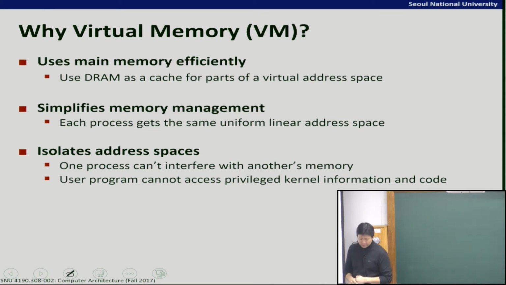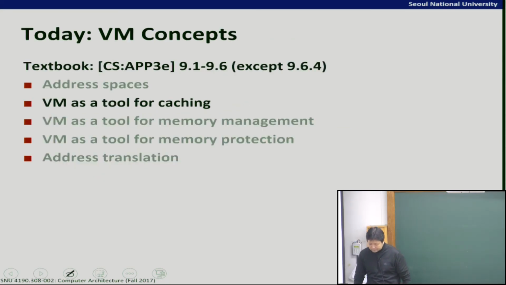So that's basically the benefits of using virtual memory. That's the reason why virtual memory is a very standard feature of all computing systems today. So let's go over these three benefits of using VM, virtual memory, one by one. Let's start with VM as a tool for caching.